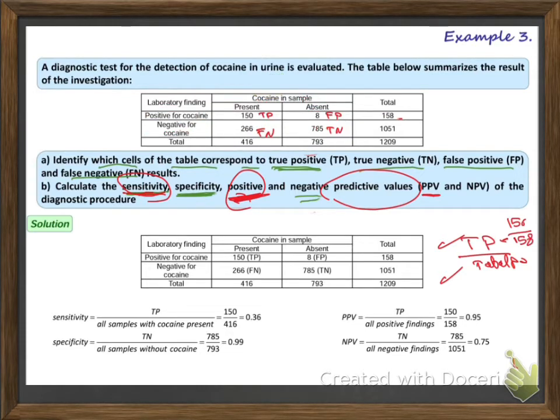The same thing also applies here for the negative predictive value. Negative predictive value is true negative divided by the total of the negative. What is the total of the negative? These are the negative, so the total of the negative will be 1051.